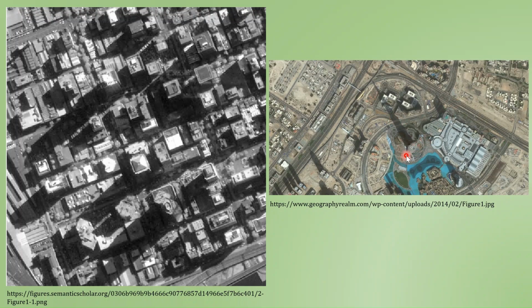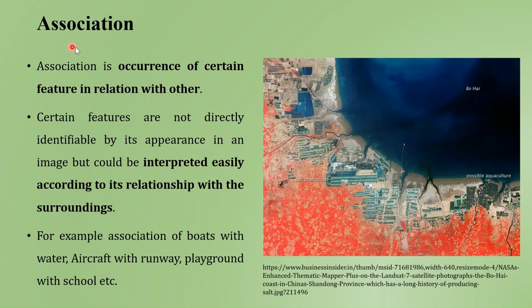The next element is association, which is the occurrence of a certain feature in relation with another. Some of the features are not directly identifiable by their appearance, but they can be interpreted easily according to their relationship with the surroundings. For example, association of boats with water, aircraft with the runway, playground with the school.